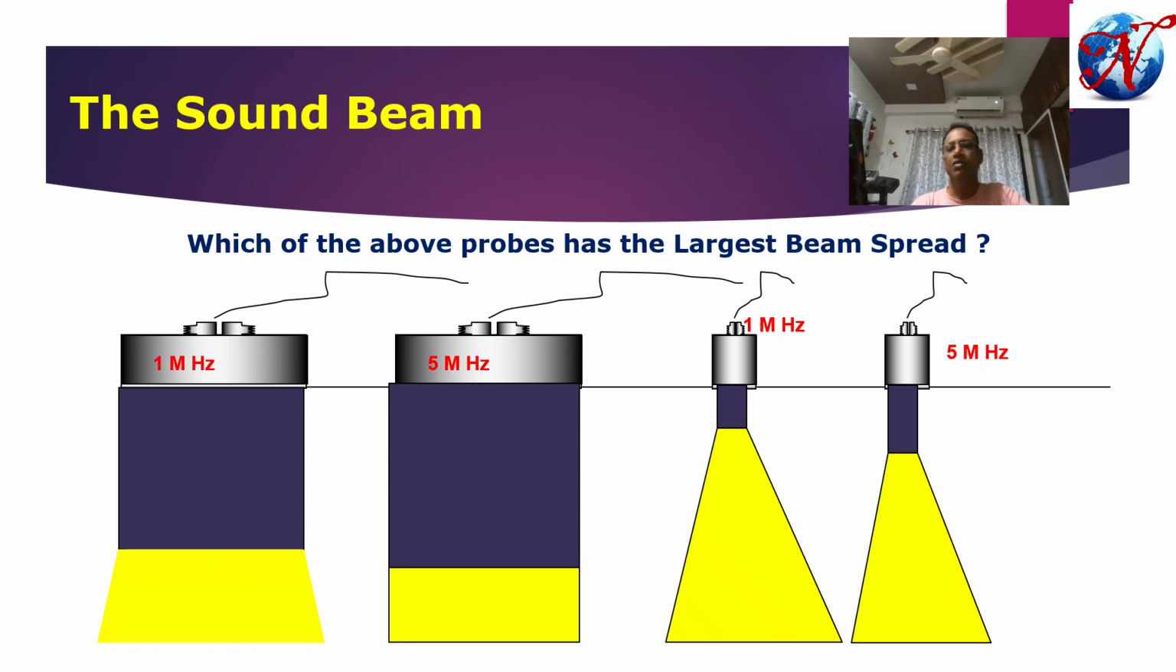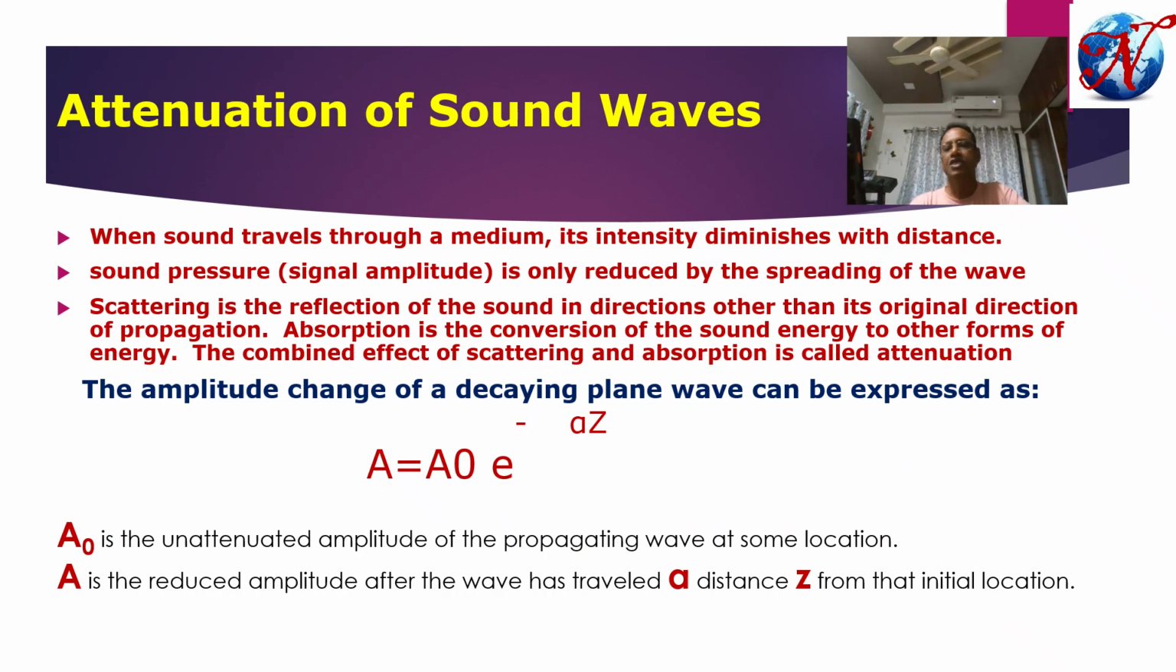So here you can see two crystals which have the same diameter but different frequencies. One is 5 megahertz and another is 1 megahertz. The 1 megahertz frequency probe has a lower near field value, but its beam spread is higher compared to the 5 megahertz. So depending upon the crystal diameter and frequency, we select the probe as per the job.